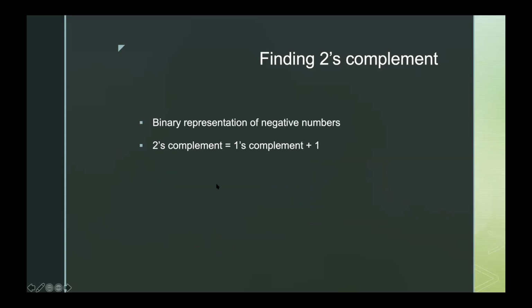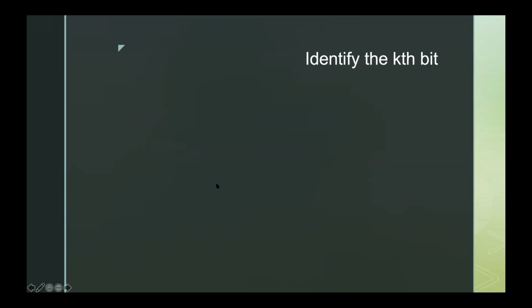Let's move on to the next one, which is identifying the kth bit. We have been given a binary number n and we want to know if the kth bit of that number is set or not. When we say a bit is set, it means it is 1, and when it's not set, it is 0. Here also we are assuming that the length of the binary numbers is 4.